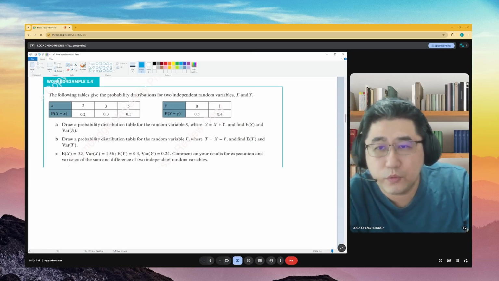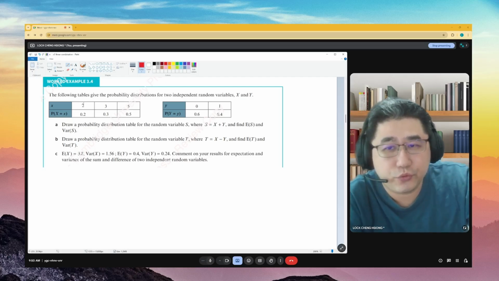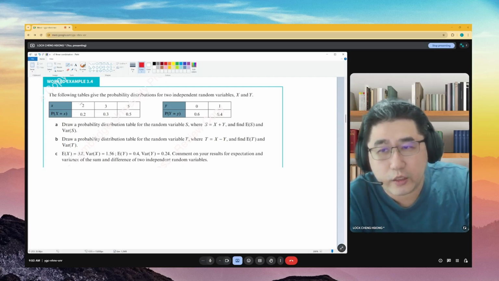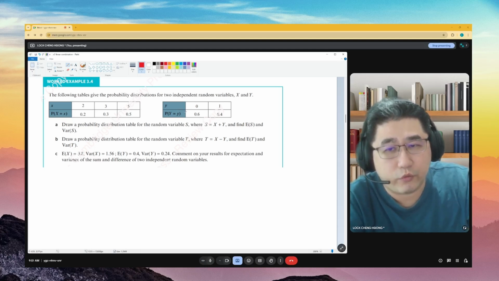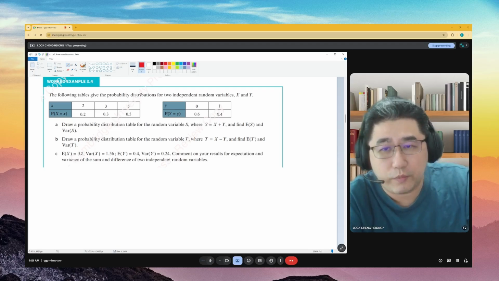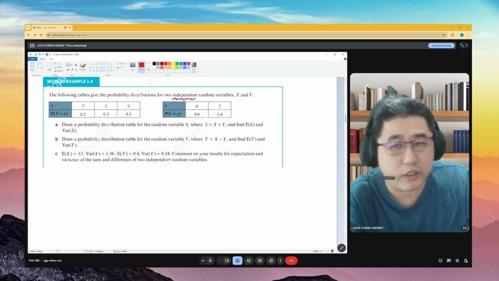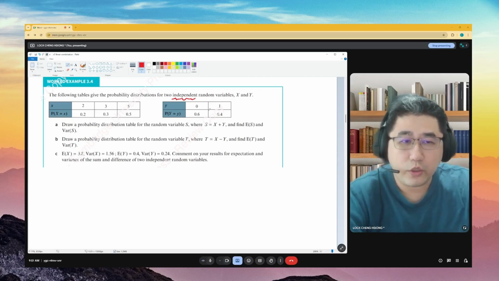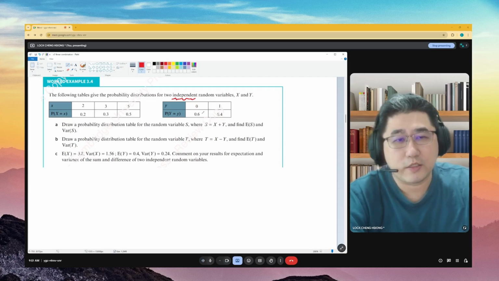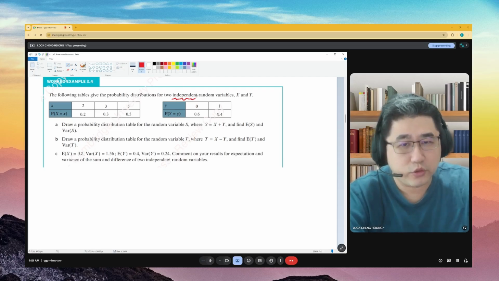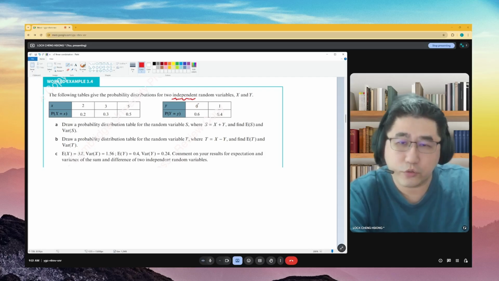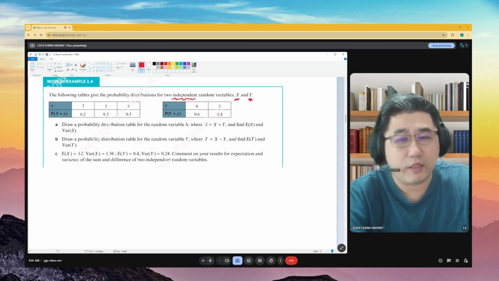3.4 from the textbook, I have two different distributions, X is 2, 3, 5, with the probability of X being 0.2, 0.3, 0.5, and Y is 0 and 1, with the probability of Y being 0.6 and 0.4. Then over here there is one keyword, independent. For your information, in your statistics, all the exercises will be designed to be independent. Therefore, whatever formula you learn above is based on the condition that X and Y are independent of each other.